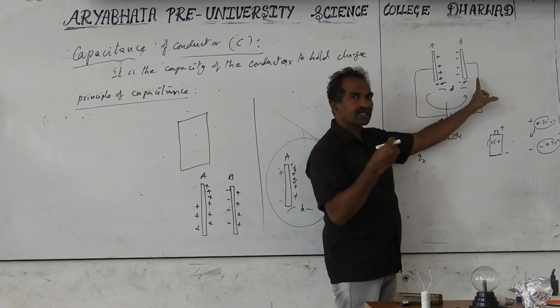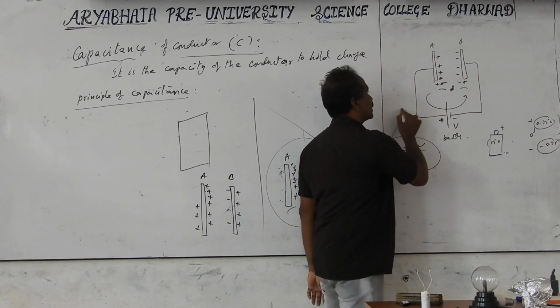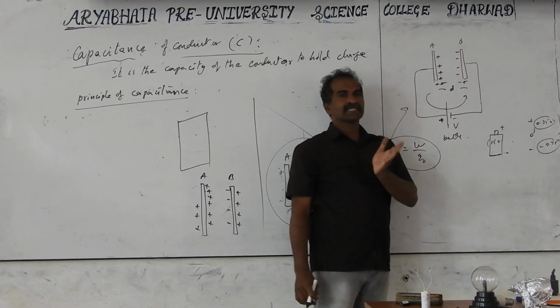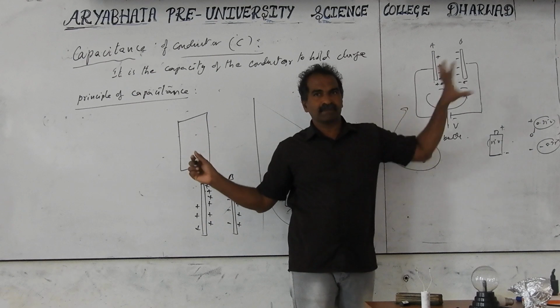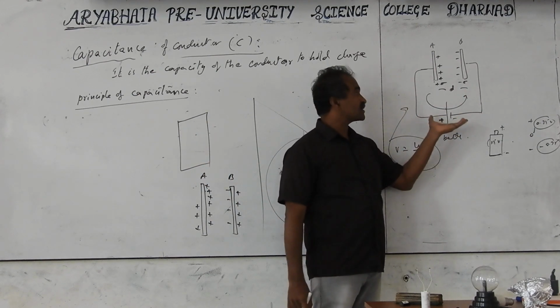That work done to move the charge from the positive plate to the negative plate is given as the potential difference. The arrangement of these two parallel plates is called the capacitor. Capacitance is a principle or method that we discuss about. A capacitor is a device which can store charges. So the capacitor holds the charges.